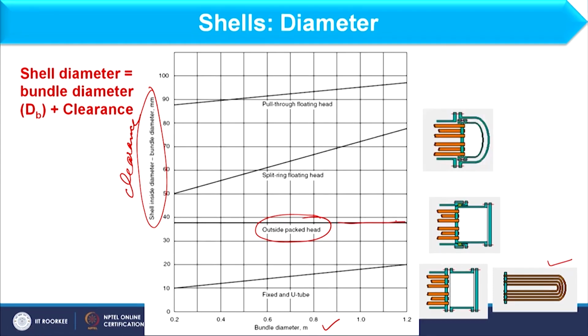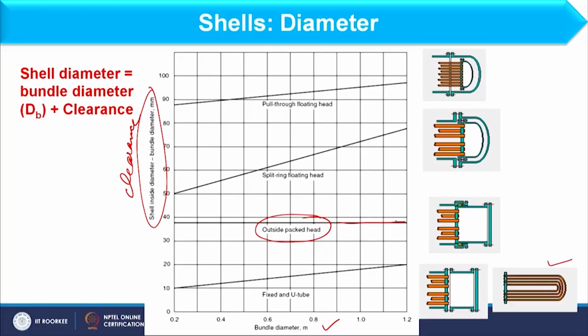However, if I consider a split ring floating head as well as an internal floating head, the clearance depends on the bundle diameter as well as the type of exchanger. Okay. Now here you can argue why it depends on bundle diameter, it should only depend on the type of exchanger. Okay. Because what we are doing basically, we are trying to take the bundle out, right. So it means we have to insert the bundle as well. Fine. So when we are inserting this, we should provide sufficient space in the shell.